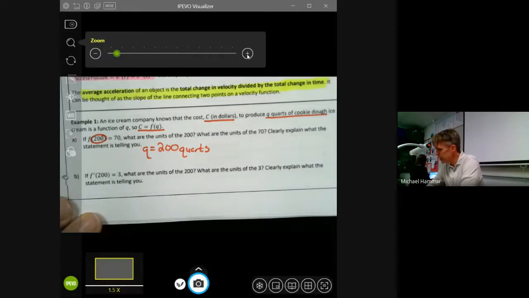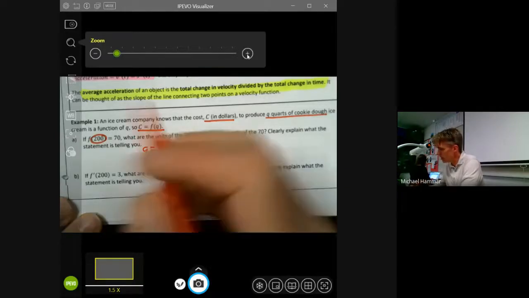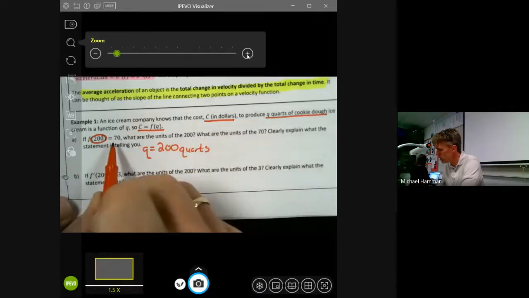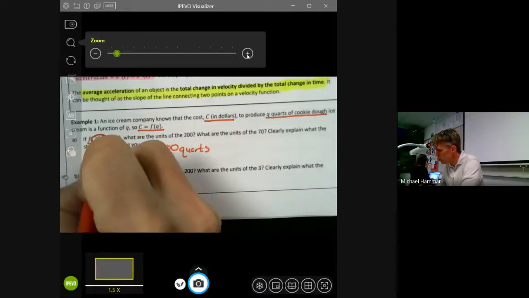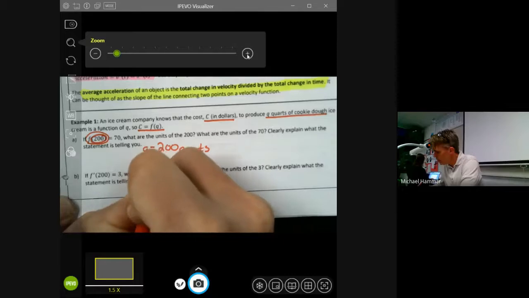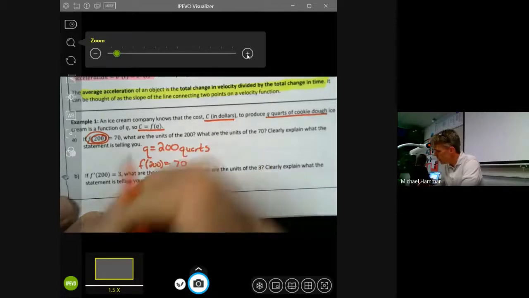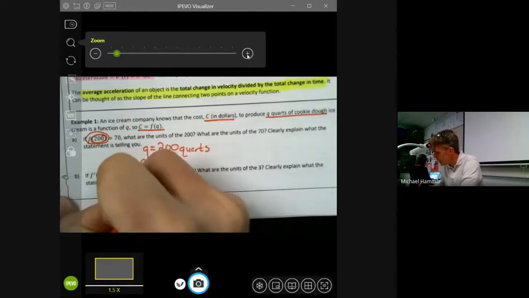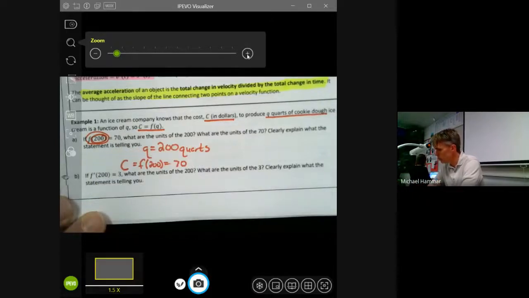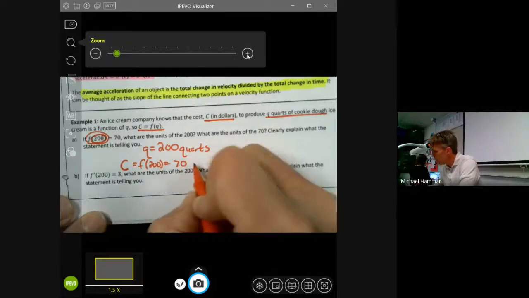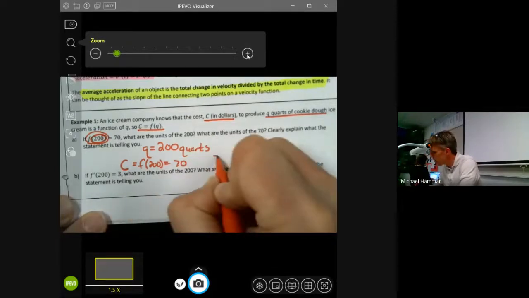Well, what is the 70? It asks, what is the 70? Well, 70 is f of 200. So f of 200 equals 70. That's the same thing as saying C. So C is the cost, and it's f of 200. So it's the cost to make 200 quarts. And so 70 represents $70.